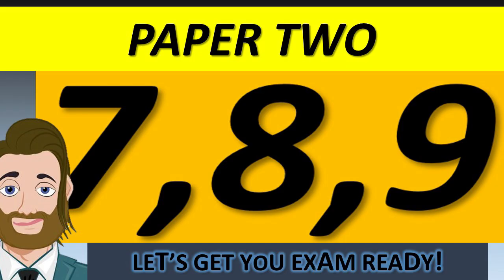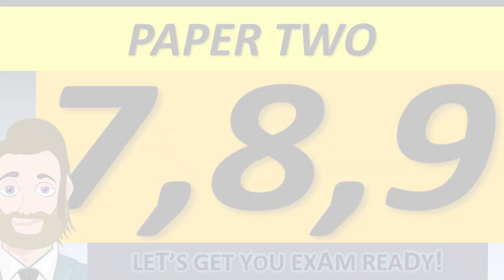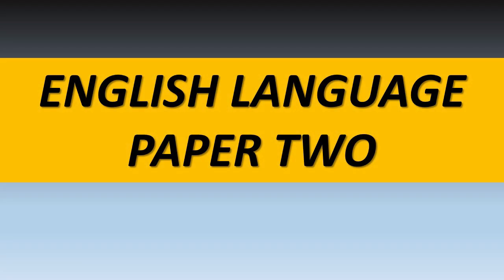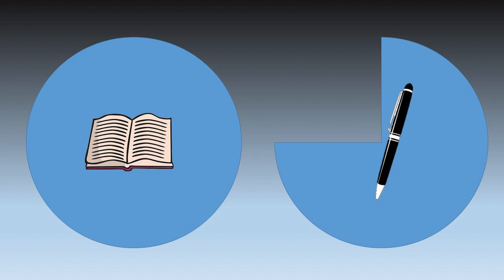Okay, how to get a 7, 8 or a 9 in English language paper 2. And today we are thinking about paper 2 for AQA, and in that paper you have 1 hour and 45 minutes. The first hour, section A, is the reading section, and then you have 45 minutes for the writing section. They are equally weighted and worth 40 marks each.